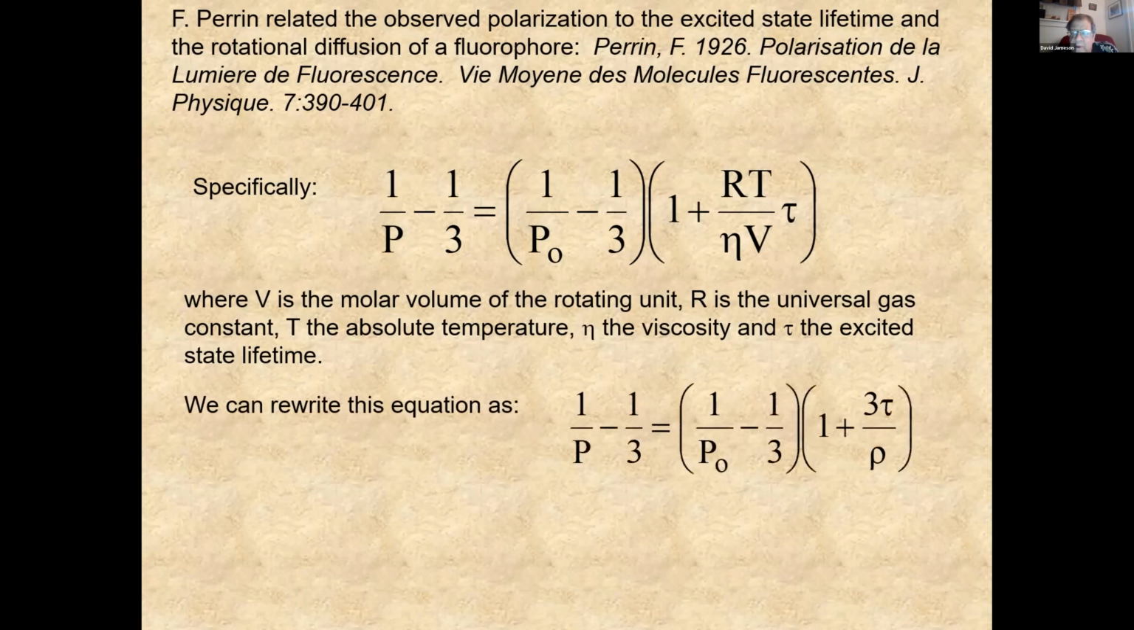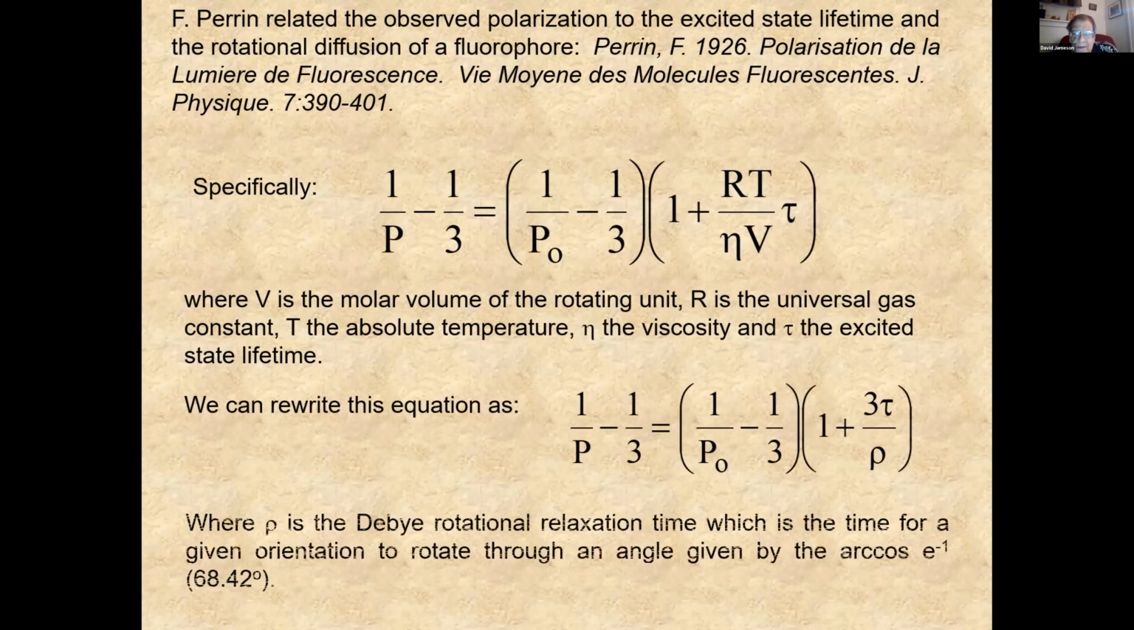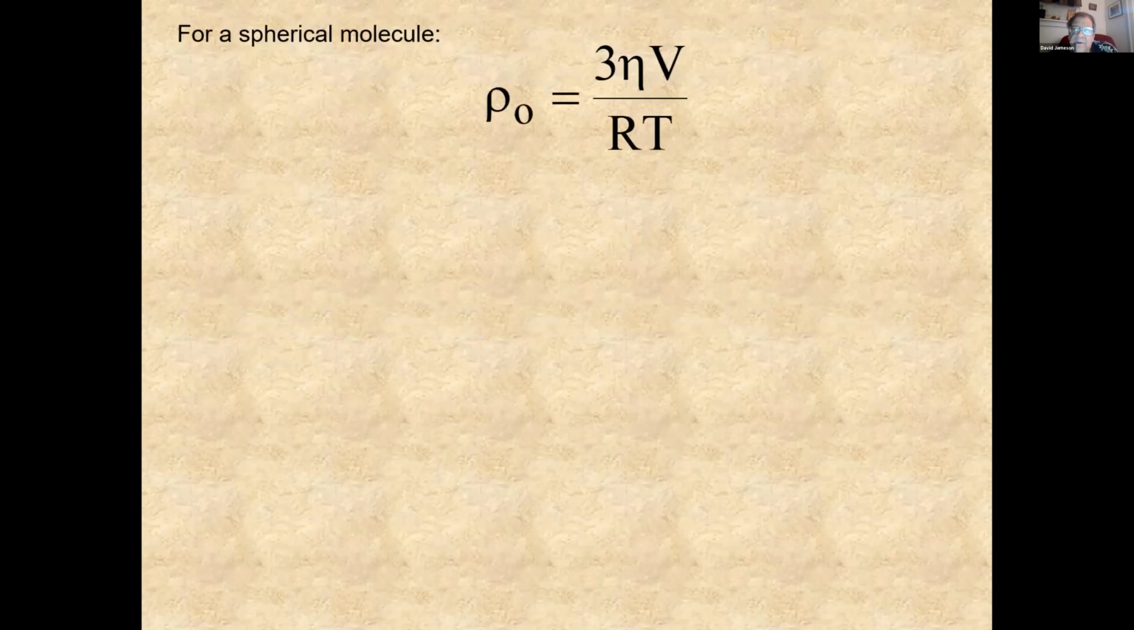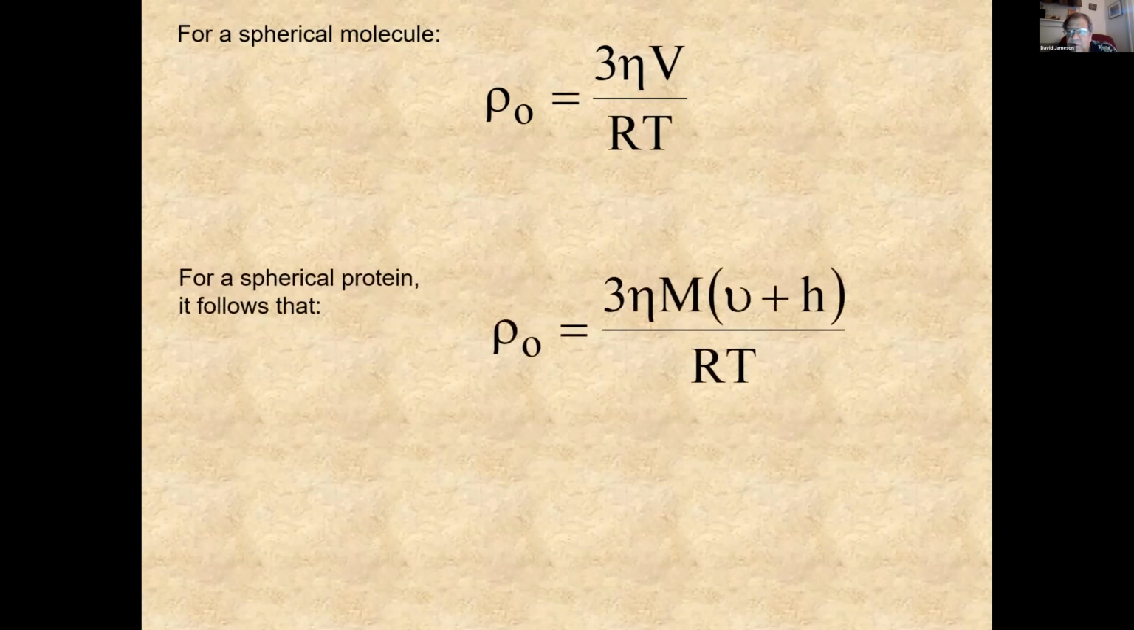So we can rewrite this equation like this, where tau rho is the rotational relaxation time, the time it takes to rotate an orientation through an angle of the arc cosine of 1/e, about 68 degrees. And for a spherical molecule, the rotational relaxation time is 3 ηV over RT. For a spherical protein, you have this equation where you have the molecular weight, the partial specific volume, and the hydration. So immediately you see that polarization is very good for looking at rotating macromolecules, and that's important in biological studies.